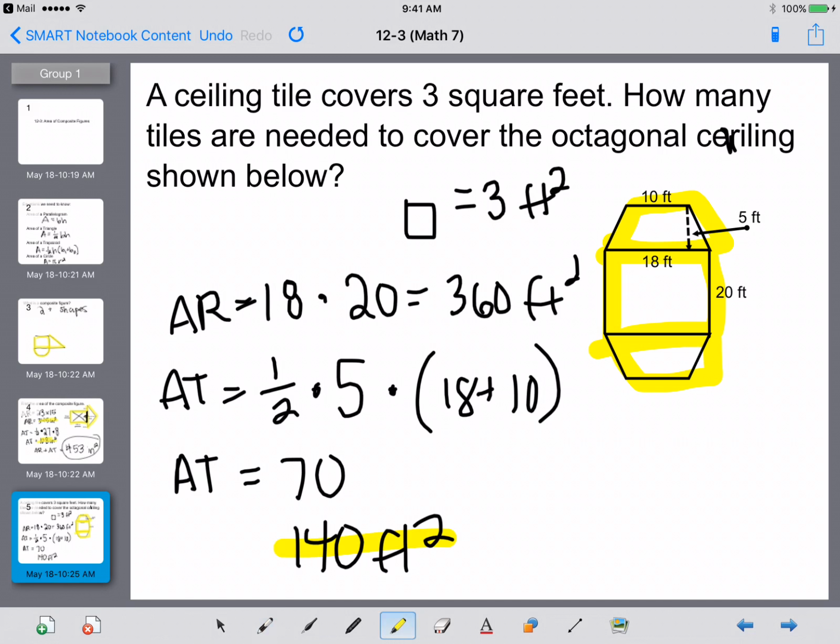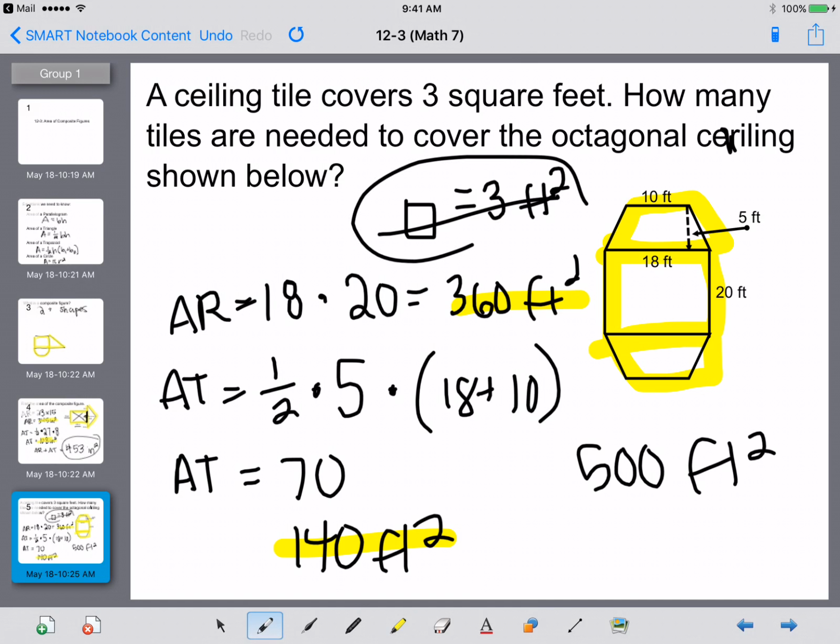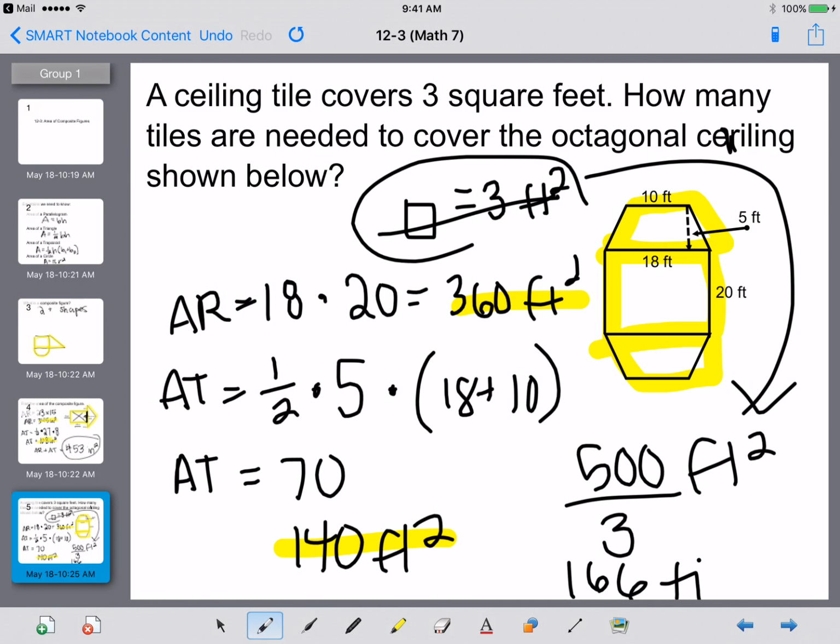And we need to add that with our 360 to get the total area of 500 feet squared. But we're not done. It wants us to know how many of these 3-foot tiles can fit into our 500 feet. So then you just take 500, divide that by 3, and we could fit about 166 tiles into that area.